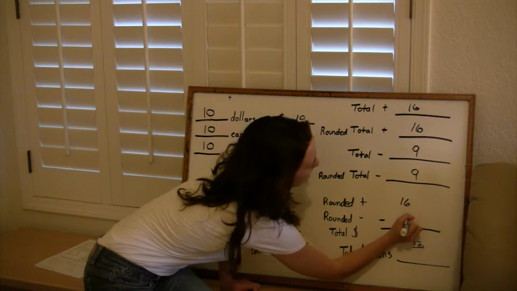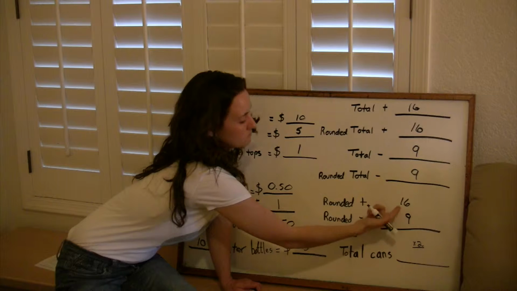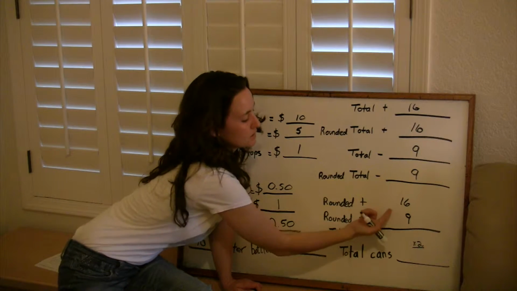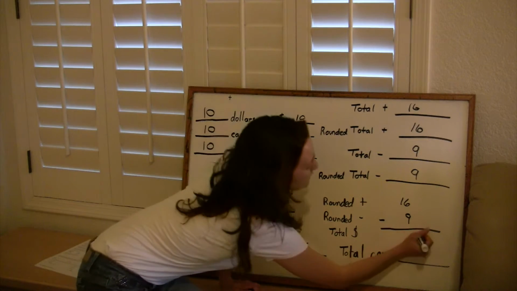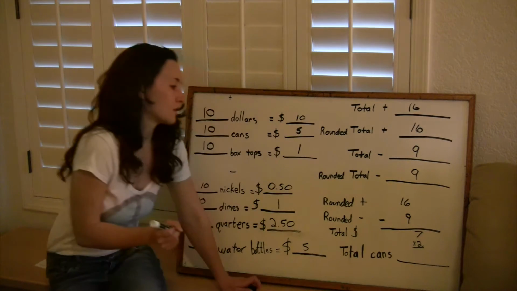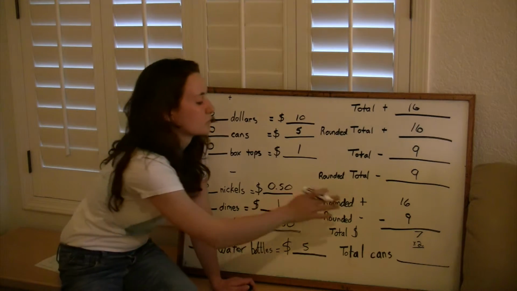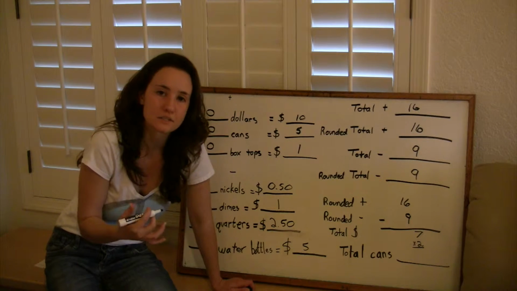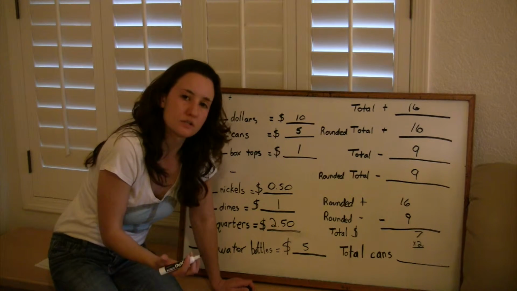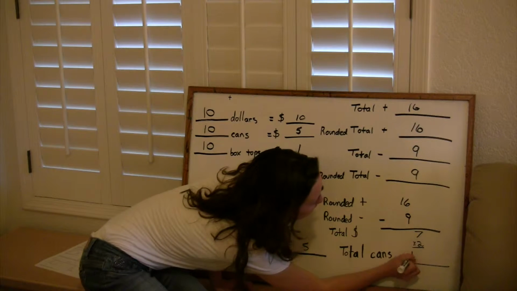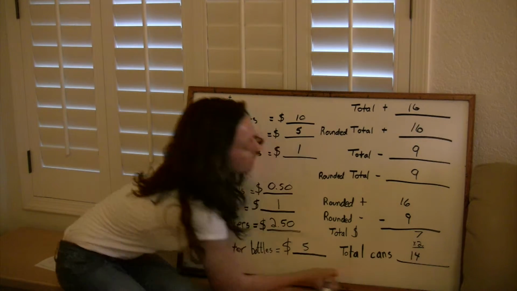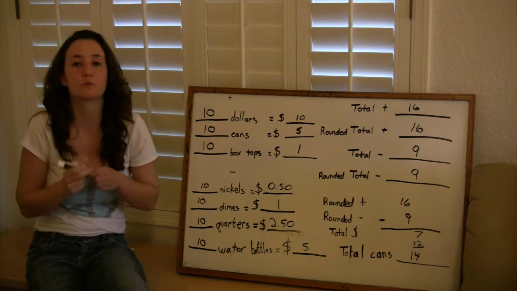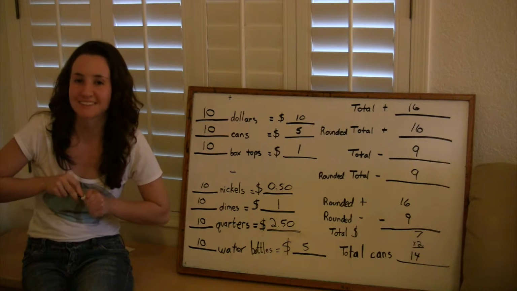Next, we'll take our positive, which is 16. Our negative is 9. And then, you see the equation here, 16 minus 9 is 7. And then, we will multiply it by 2, because now we want to convert back to cans. If you have $7, you would have 14 cans. And that would be your Food Wars total if you had 10 of everything.